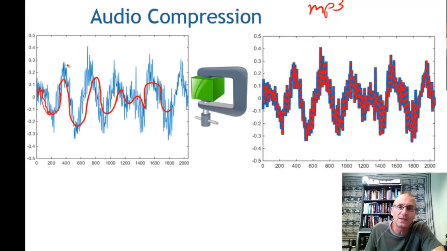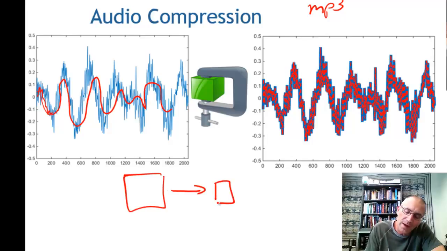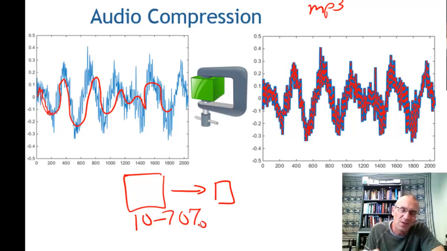And so what we would like to do is find some way that we can turn this large amount of data into a small amount of data. In fact, a typical compression can be anywhere from 10 to 70%, depending on the type of audio signal. And so what we're going to be looking at is how this is done.